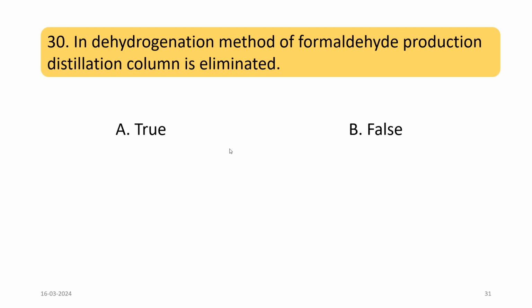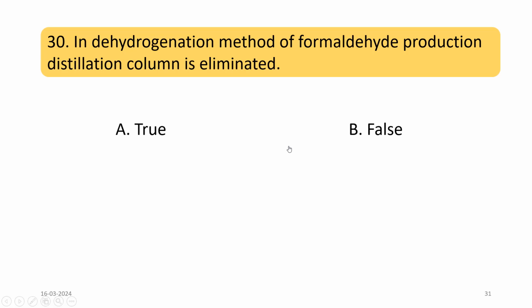So you have seen that methanol can form formaldehyde in two ways. One is a dehydrogenation reaction, and the other is a partial oxidation reaction. In the dehydrogenation reaction, two distillation columns are required for refining the finally produced formaldehyde. But in the case of partial oxidation reaction, only one column is used.